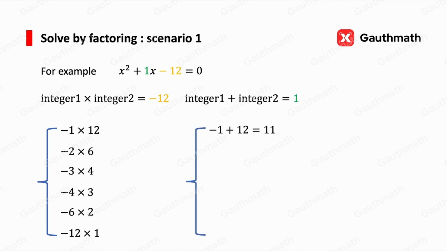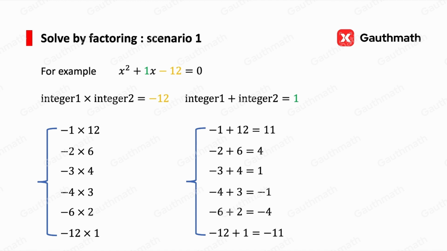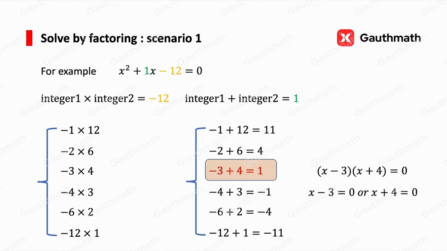So we may add the numbers up. Negative 1 plus 12 equals 11. Negative 2 plus 6 equals 4. And there are four more sums. So we may notice that negative 3 plus 4 equals 1, which is our linear coefficient. So the factored form for this equation is x minus 3 times x plus 4 equals 0. And then we may solve it respectively. x minus 3 equals 0, or x plus 4 equals 0. And x1 equals 3, and x2 equals negative 4.